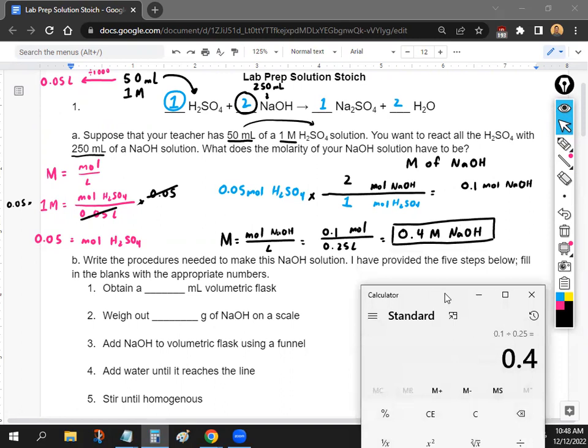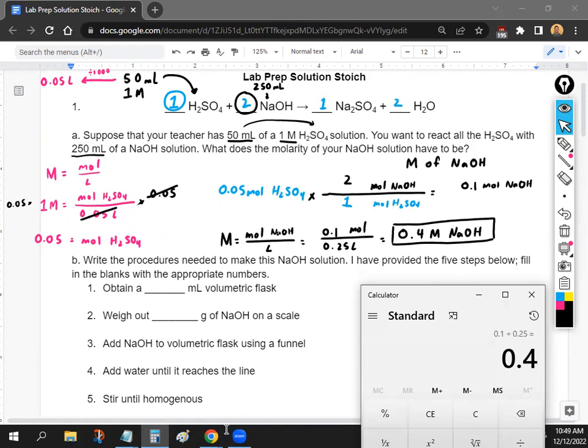All right, so part B for this assignment, and you're going to be doing this as you prep for the lab. You're going to be writing your own procedures for making the solution, and we went over this in a previous assignment, so I'm just going to go through it very briefly. These are the 5 steps you're always going to need, but I'm going to show you guys how to fill in the blanks with the numbers that you need, okay?